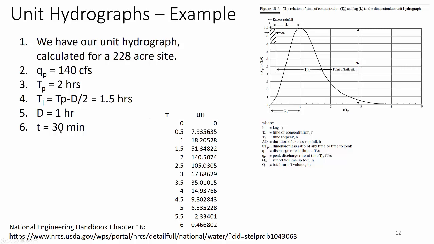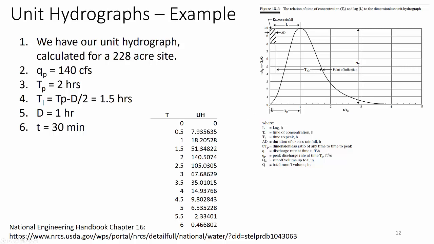And our time interval is 30 minutes. So every 30 minutes we get another flow. Remember, lag time is here in hours. So the middle of the duration of our rainfall to the peak of flow is our lag time. Delta D is simply the duration of the rainfall that leads to the runoff. T sub C is from the end of the rainfall that leads to runoff to the point of inflection. Hard number to come up with, but we can calculate it.